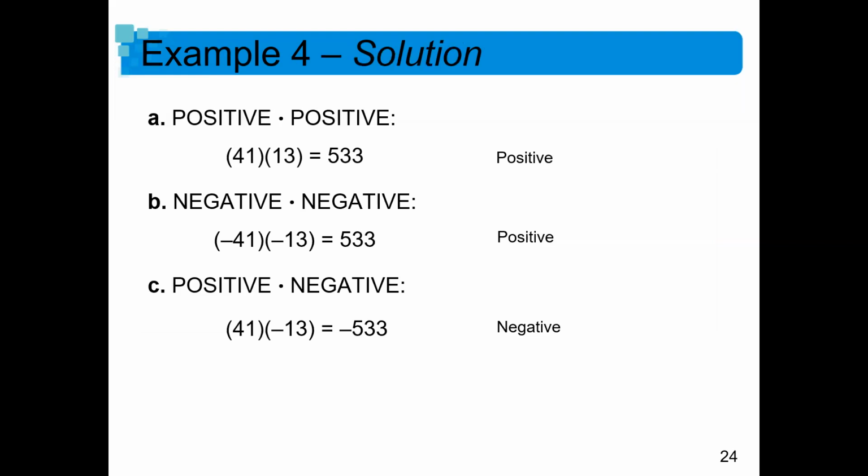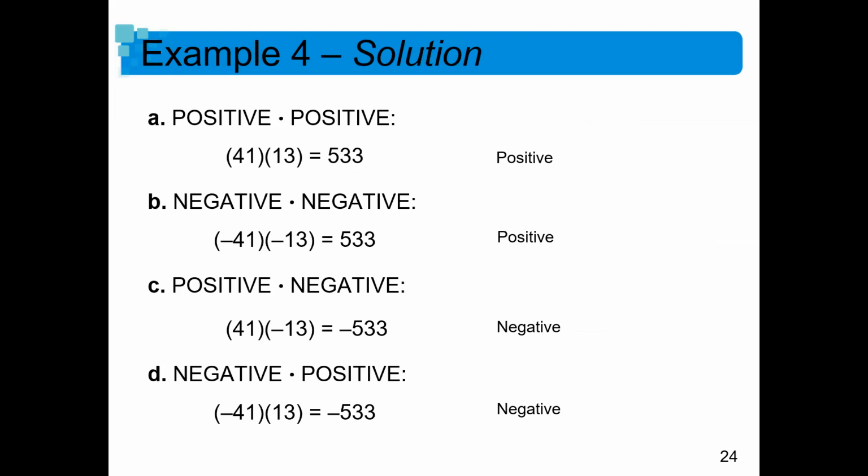So letter C is an example of a positive times negative example. Since the signs are opposite, after you multiply them, you should carry a negative sign into the final answer. And the same is true for letter D. One of the numbers is negative, the other is positive. So the signs are opposite. So when you multiply them, you should put a negative sign in the final answer.